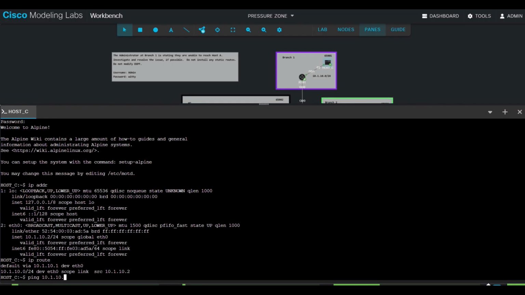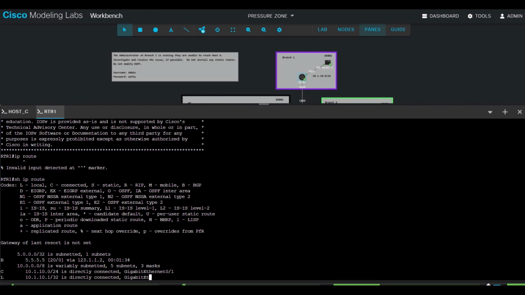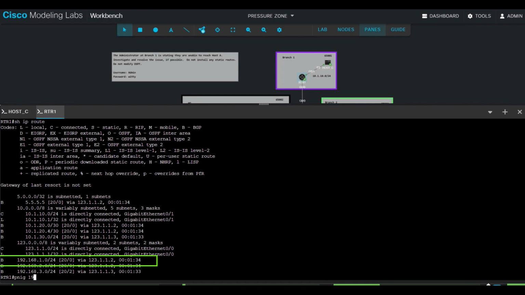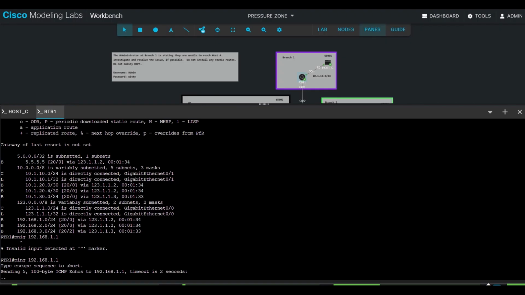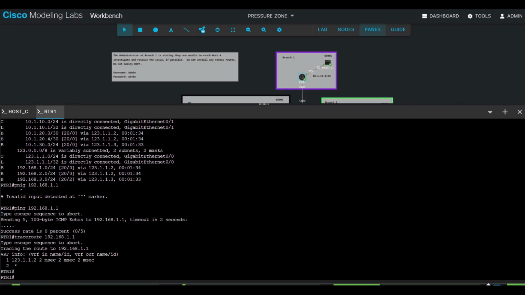Host C has an IP and a gateway that is reachable. Check out router 1. It has a route, but the reachability fails. Using the traceroute command will provide valuable information about how to proceed. Router 2 is the only device that responds.